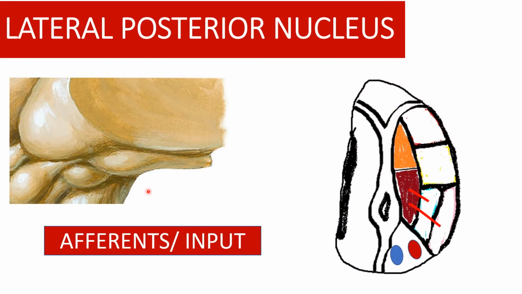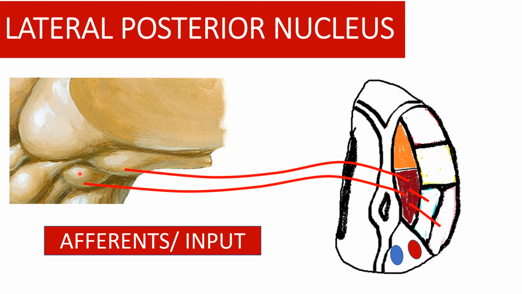Yes, coming to the lateral posterior nucleus, the inputs of the lateral posterior nucleus. So the main inputs are coming from the ventral posterior nucleus, ventral posterior medial and ventral posterior lateral nucleus. So these two nuclei are giving inputs to the lateral posterior nucleus. And the medial geniculate body and the lateral geniculate body are also getting inputs from these two nuclei. So here you can identify the lateral geniculate body, and here you can identify the medial geniculate body.